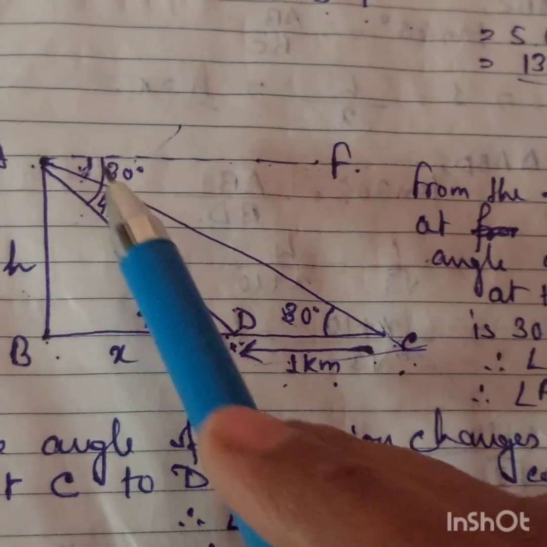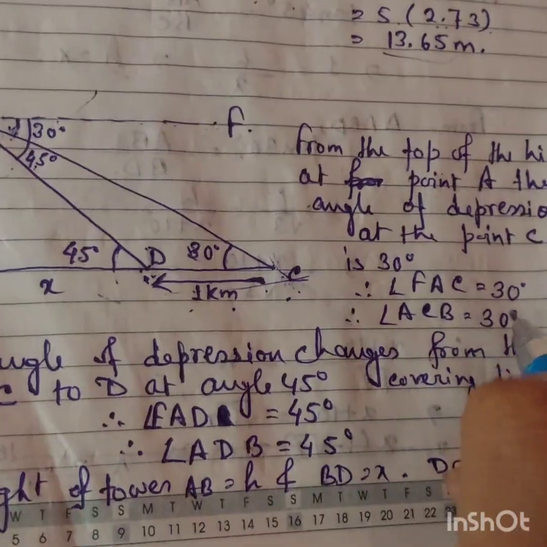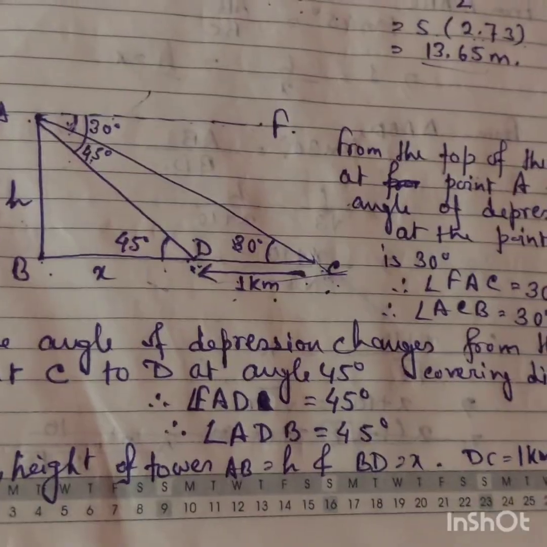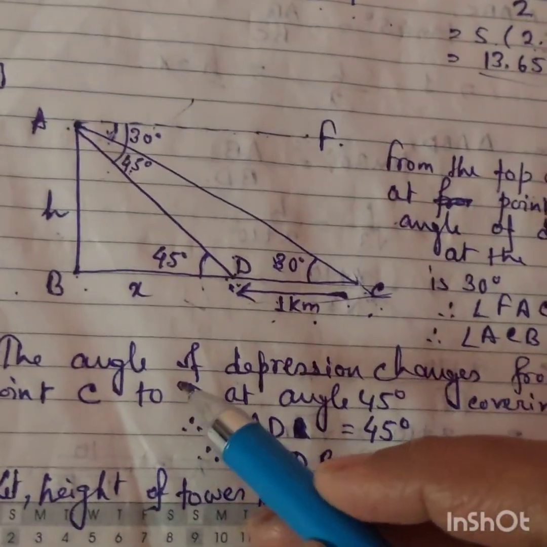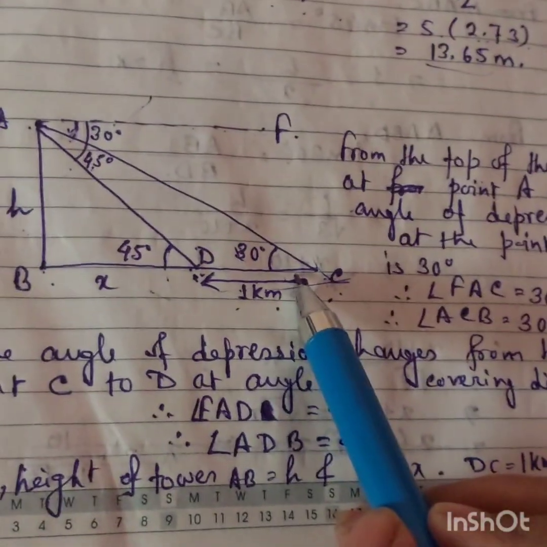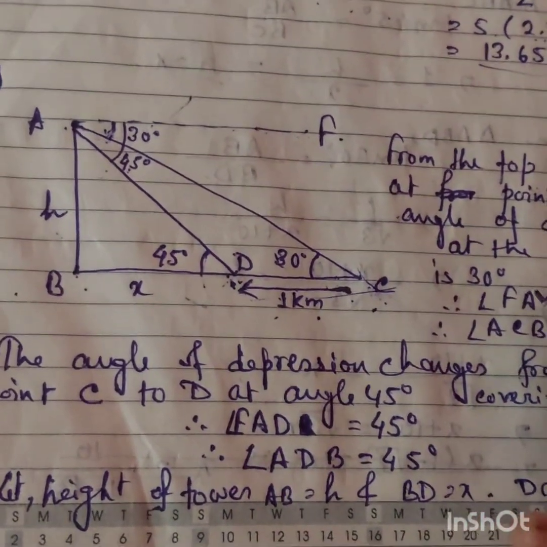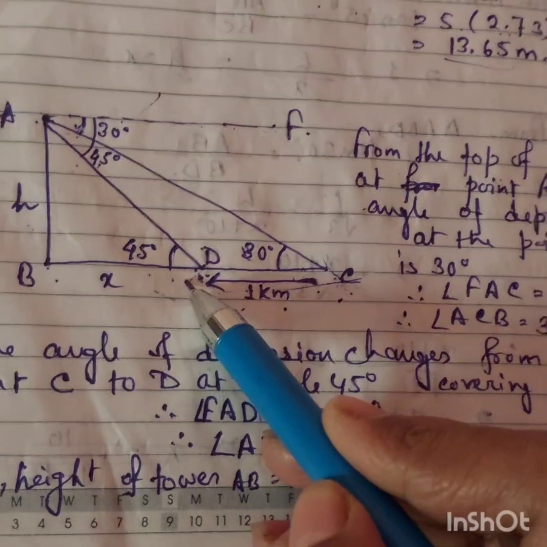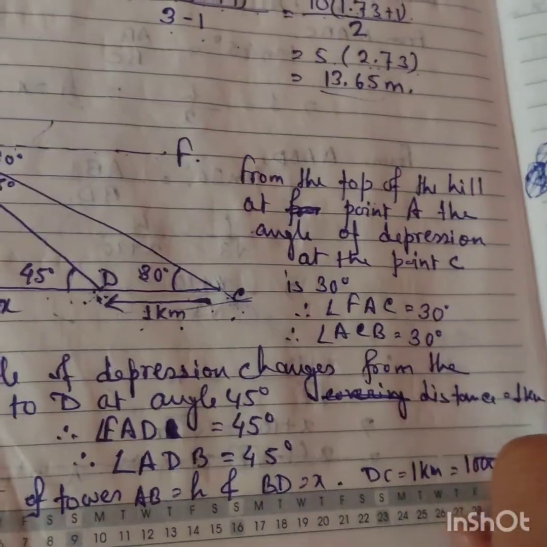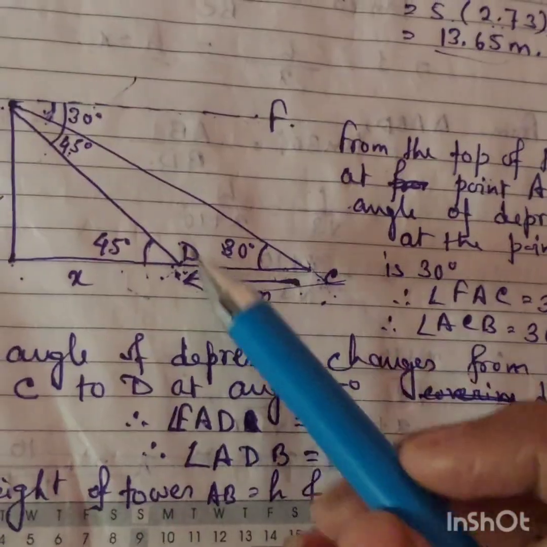is 30 degree. Therefore angle AC is equal to 30 degree. Therefore angle ACB is 30 degree using the alternate angle. Then the angle of depression changes from 30 to D, meaning the second stone is D, with the angle 45 degree, and the distance is equal to 1 km, it is given. Therefore the position of the second stone is at D.